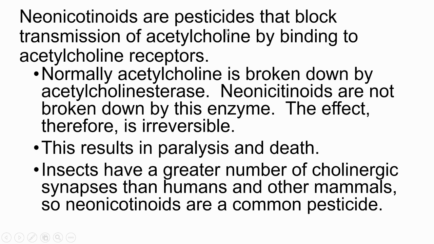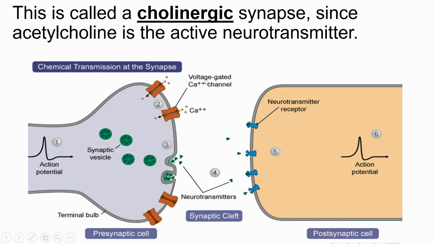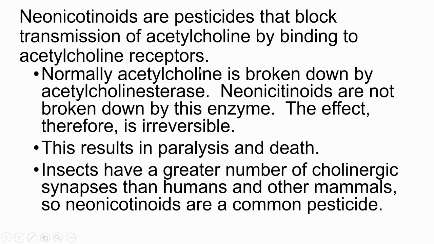What these pesticides do is they block the transmission of acetylcholine by binding to those receptors. These neonicotinoids, little chemicals that we spray on insects, sneak into the cleft and bind to these receptors. If they're binding to that receptor, the neurotransmitter can't get in there. Normally acetylcholine gets broken down by an enzyme called acetylcholine esterase, but those neonicotinoids are not broken down by the enzyme.